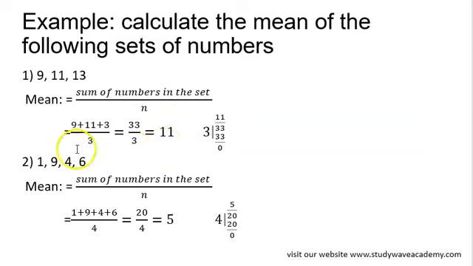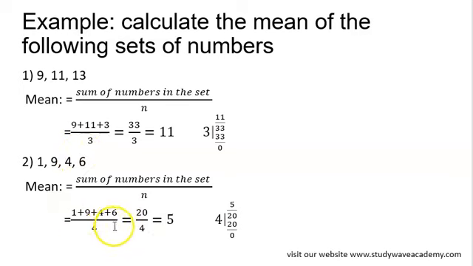Number 2, we have 1, 9, 4 and 6. What do we do first? We write out our main formula, which is the sum of numbers in the set over n. Then we input the numbers into our formula. We have 1 plus 9 plus 4 plus 6 over the amount of numbers we have here. How many numbers do we have? 1, 2, 3, 4. So it will be over 4.